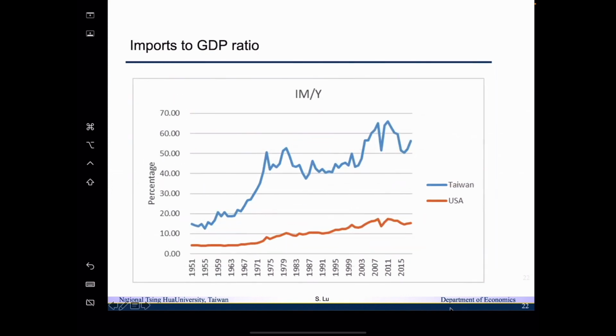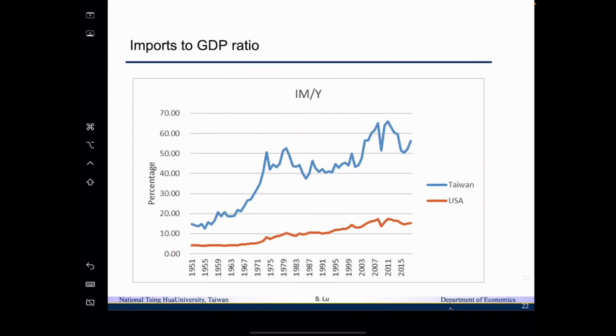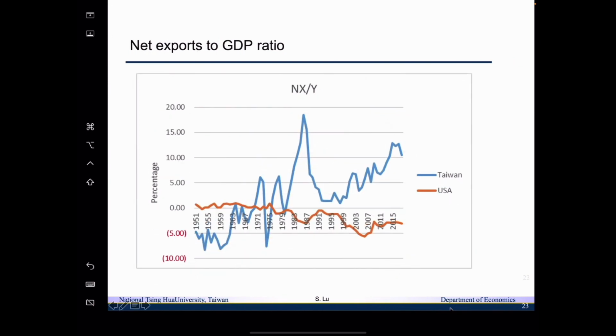Interestingly, Taiwan also has a lot of imports. The import to GDP ratio in Taiwan is about 15% in the early 1950s, but it rises to 50 to 60% in the 2000s. So these two graphs tell us that the exports and imports amount is quite high in Taiwan, which implies that Taiwan is an open economy. On the contrary, for the US, the imports and exports to GDP ratio is relatively low. Therefore, a lot of the time when we are doing macro analysis, we assume that the US is a closed economy for simplification.